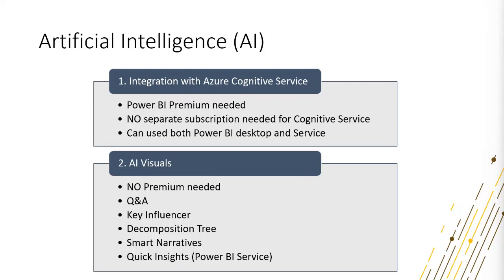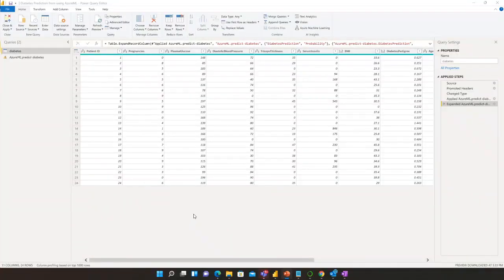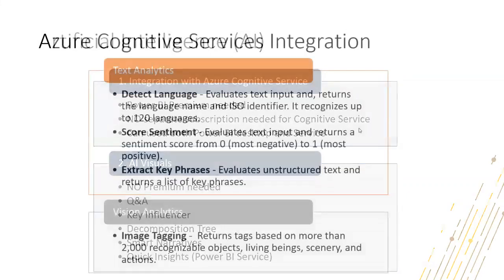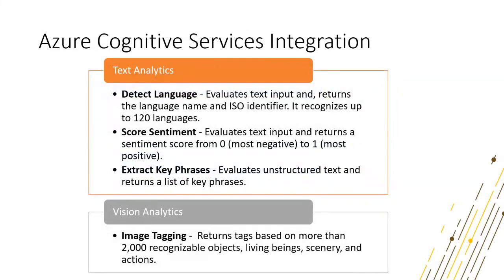So these are some of the things that can provide that kind of context to your data. From a cognitive services standpoint, it covers text and vision analytics. Text analytics can do language detection, recognizing up to 120 languages, and sentiment analysis on your data.